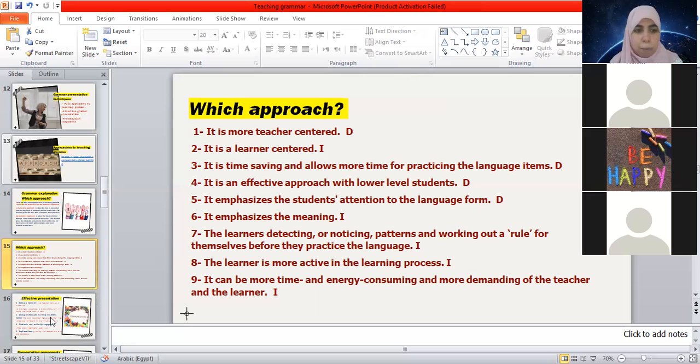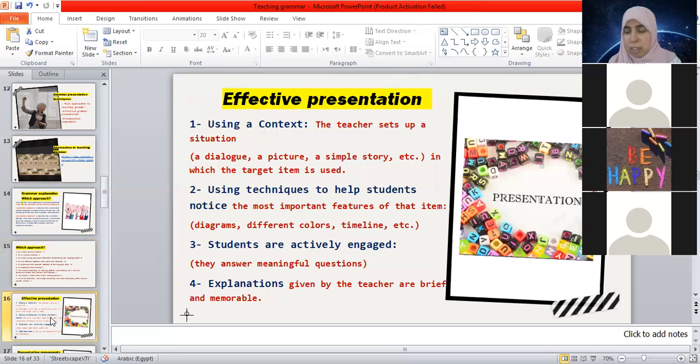Okay. Here we will talk about effective presentation. Whatever the approach or the way I decided to teach grammar in my classroom to my students, I have to keep certain elements in mind to make it effective. Number one, use a context.